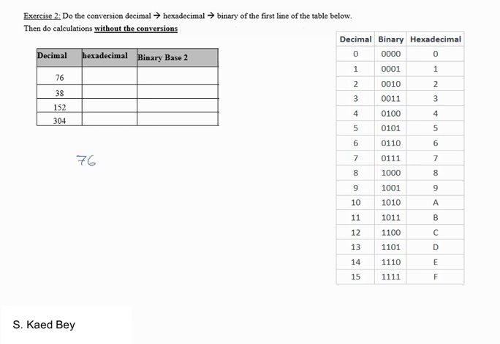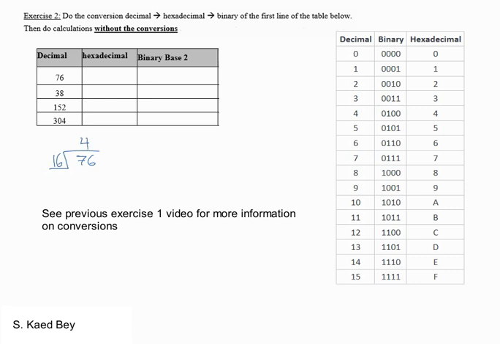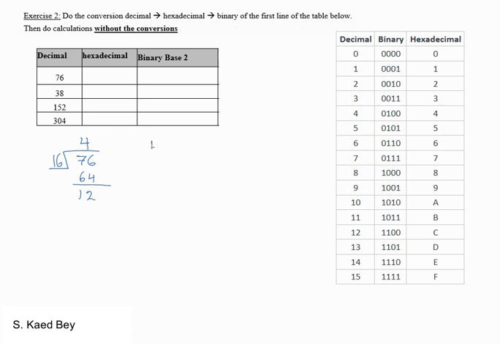If we divide the 76 by 16, the nearest number will be around 4. The remainder is 12. So the hexadecimal can be written as 4 and then the 12, which is equivalent, according to the table, to letter C.